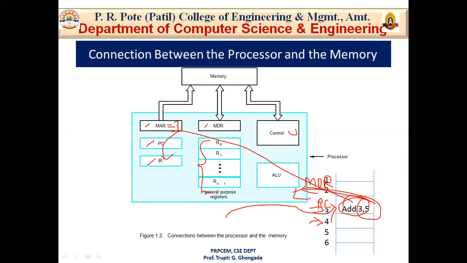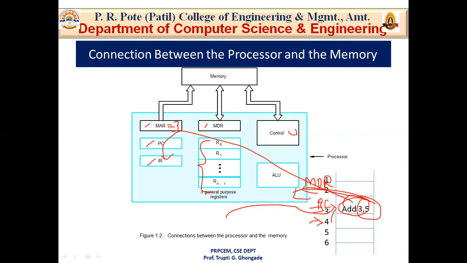And the address of the location where the result is to be stored is sent to the MAR, because transferring addresses to and from the memory and processor is done by the memory address register. And at the same time, your PC will be incremented. That means your PC will point to the next instruction which is to be executed.